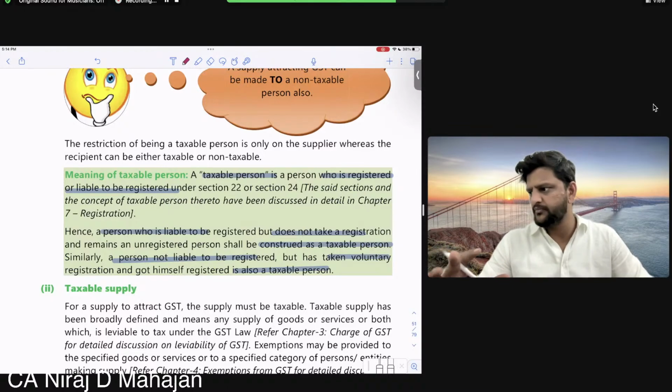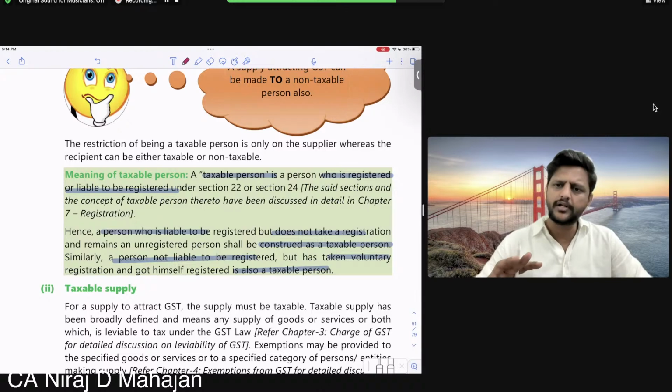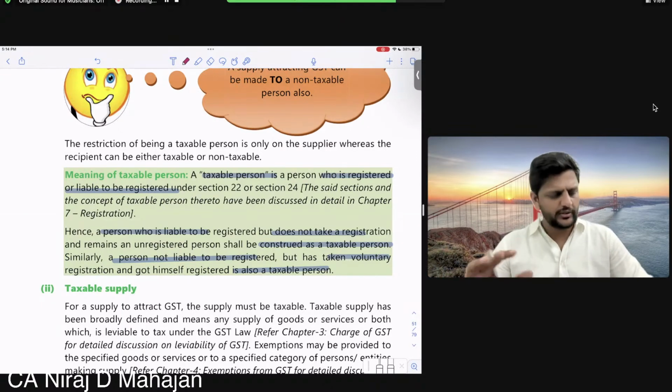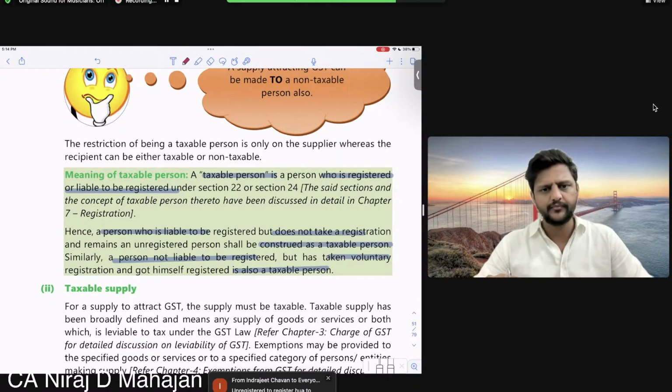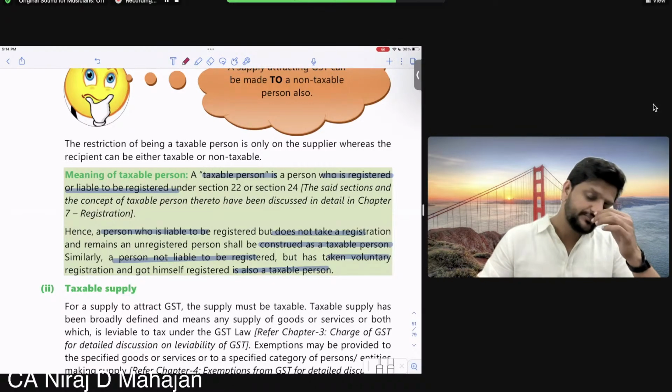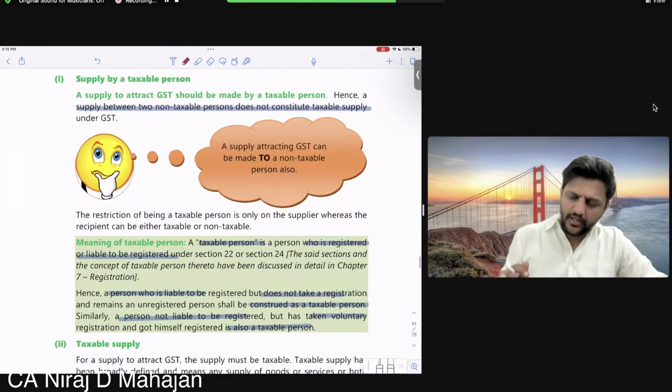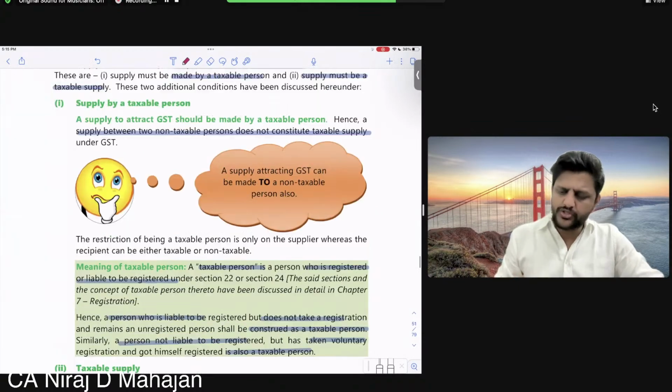Say a person is registered under GST but is supplying milk or fruits. On that GST will not be applicable because the supply is not a taxable supply. But if a registered person gives consultancy, then on that GST is applicable. There is again a different concept that comes into picture, reverse charge, that we'll have to see. But one thing is for sure: unregistered to unregistered, no GST.